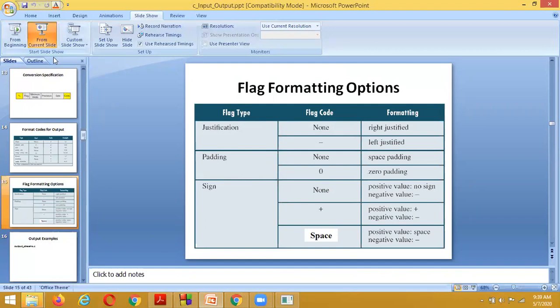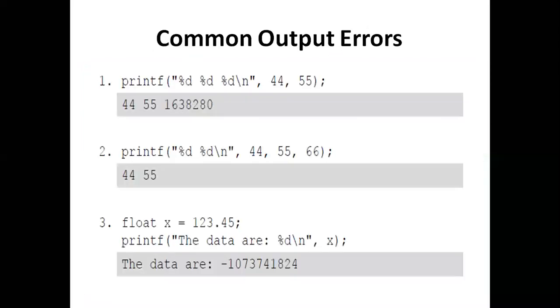Now we are going to discuss another concept: while displaying the output, what are some errors we are going to see. Here I am indicating three conversion specifiers: percentage d, percentage d, percentage d. But how many values do I have? I am indicating only one integer here. This percentage d is for this value, and for 55 this percentage d has been indicated. For the last one there is no value.